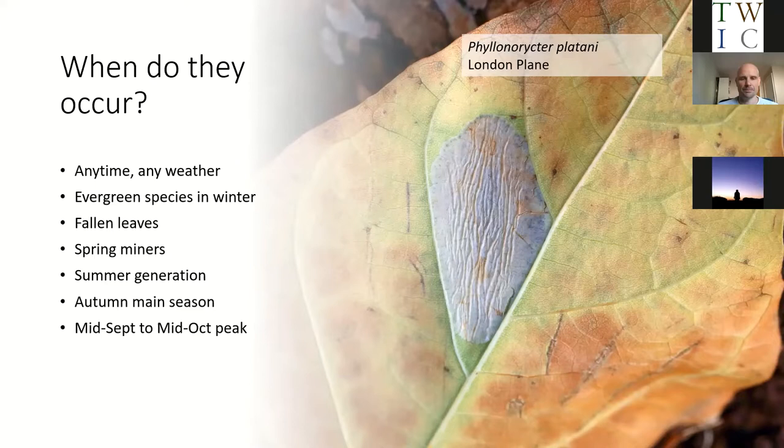It's very easy, or it is easier, to rear the adults from fallen leaves, because the larvae have already finished feeding, so they don't require any specific conditions. You can collect them, keep them cool over winter, and hopefully some nice adults will emerge in the spring, which you can then identify.